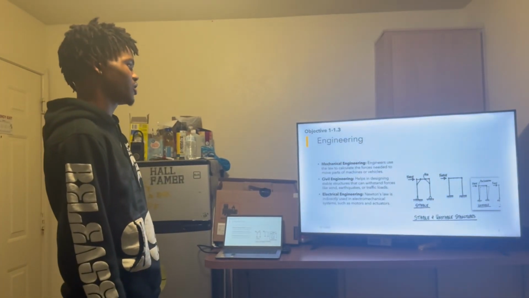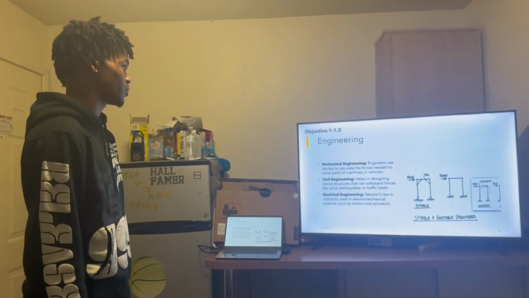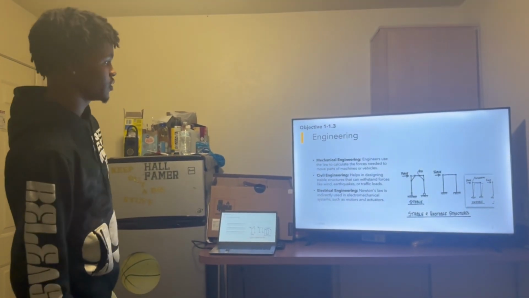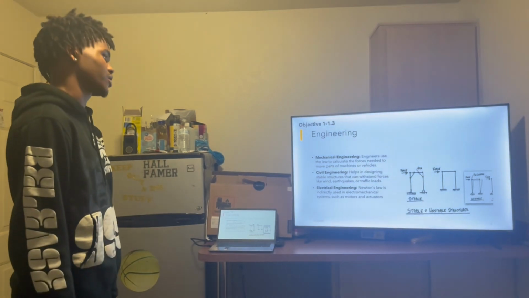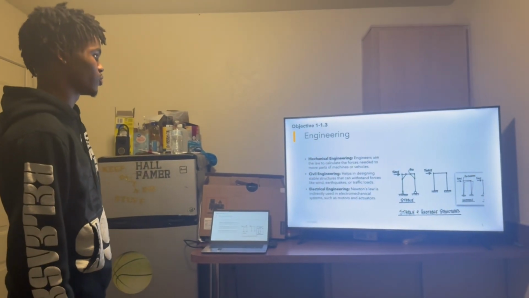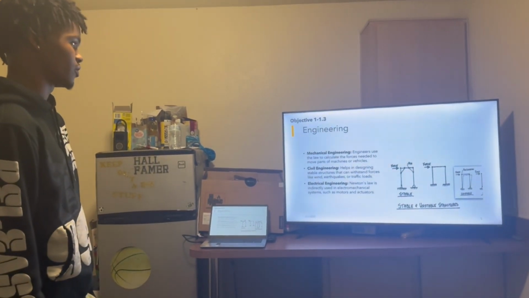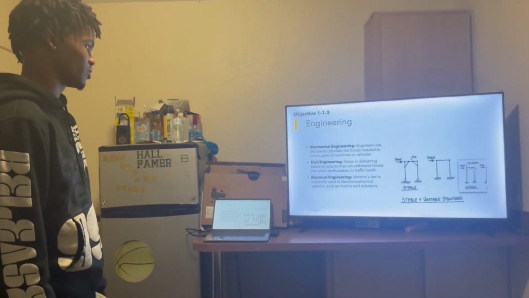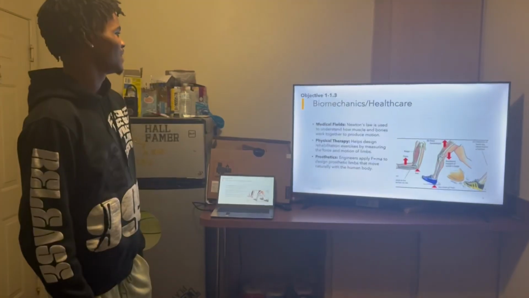Engineering. Mechanical engineering. Engineering uses the law to calculate the forces needed to move parts of machines or vehicles. Civil engineering helps in designing stable structures that can withstand forces like wind, earthquakes, or traffic loads. Electrical engineering. Newton's law is indirectly used in electromechanical systems such as motors and actuators.